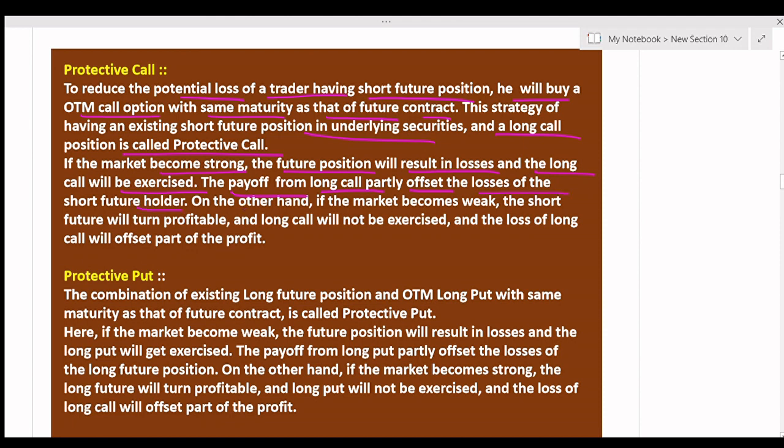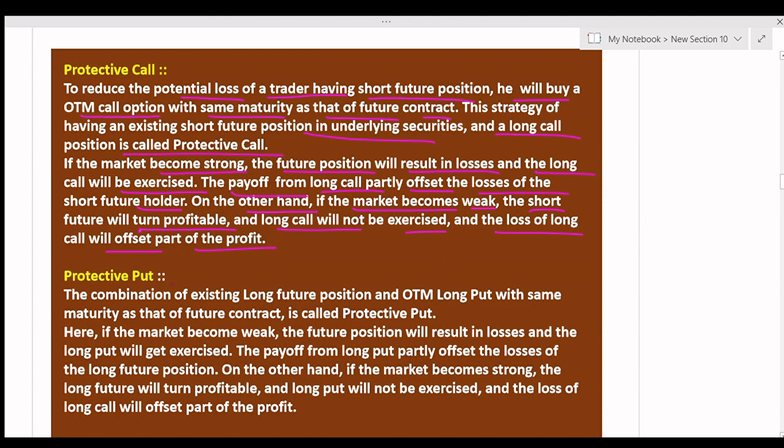On the other hand, if the market becomes weak, the short future will turn profitable and the long call will not be exercised, and the loss of the long call will offset part of the profit. The loss of the long call is the premium paid.